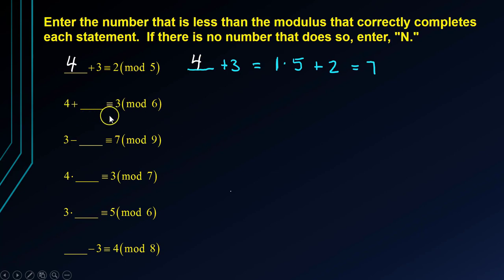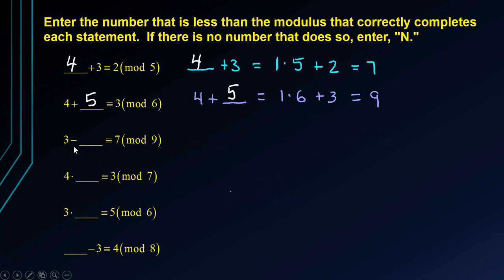For the next one, 4 plus what is congruent to 3 modulo 6. So I've got to think of this number over here as essentially being 1 times the modulus plus the remainder of 3. So that would give me 9. So 9, when I divide it by 6, would give me a remainder of 3. So that's the smallest positive value that I could get that would give me a remainder of 3. So I now know that 4 plus whatever this is has to total 9, and I know that 4 plus 5 totals 9.